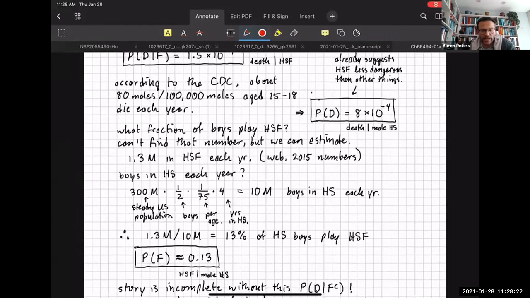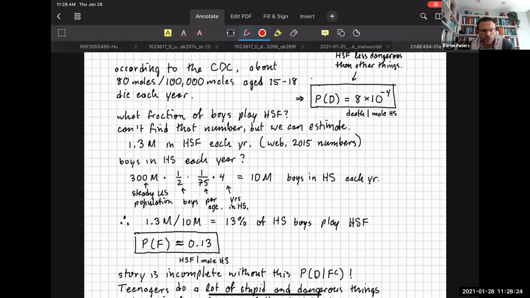What fraction of boys play high school football? I couldn't really find that number, but I can make an estimate. As engineers, I hope you appreciate that you have to estimate things all the time. We're constantly asked to work with incomplete and imperfect data. So we have 1.3 million people in high school football each year. That is actually from the web. I looked that up, can't remember the website.